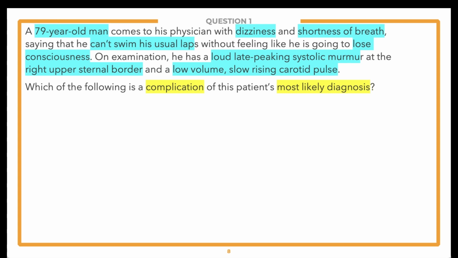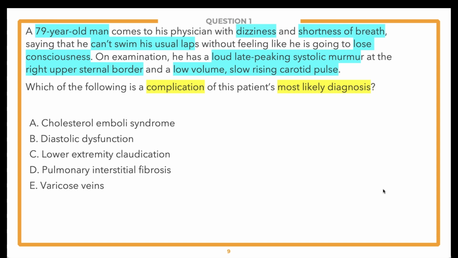So we're looking for a complication from the most likely diagnosis. We've highlighted these things for you. Some good buzzwords there, and I encourage you to take a look at what this gentleman is doing while having these symptoms. I'll leave it at that while we move on to the next slide.